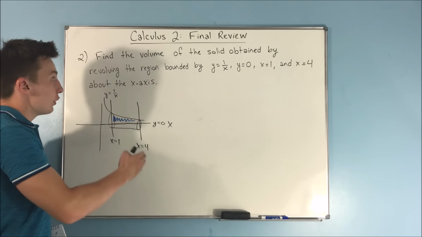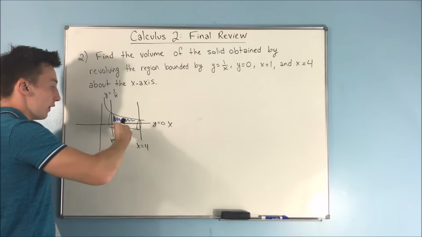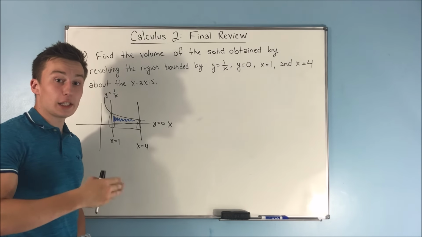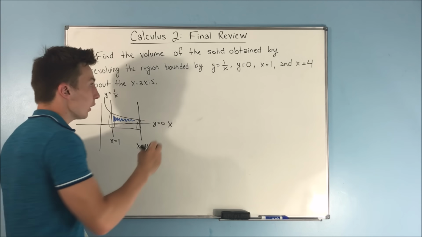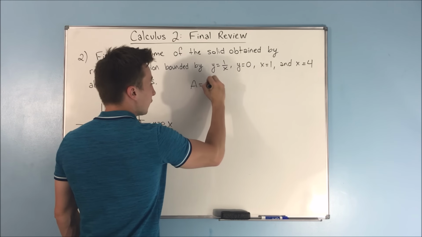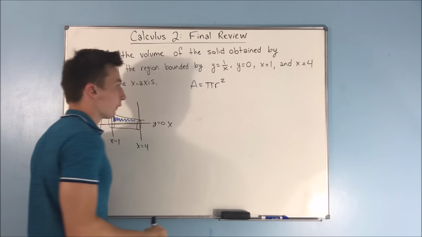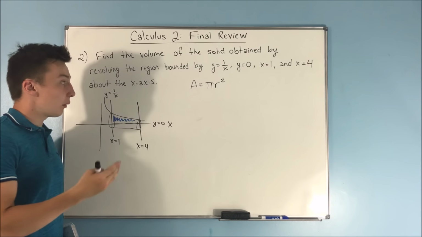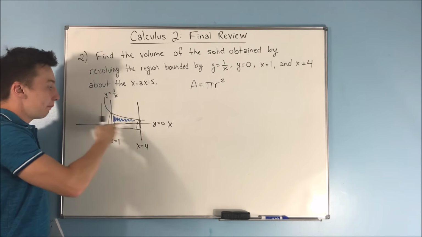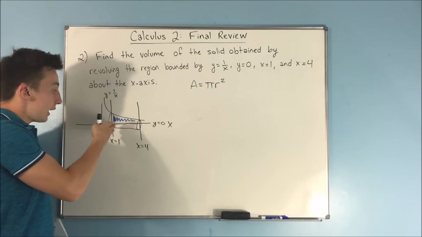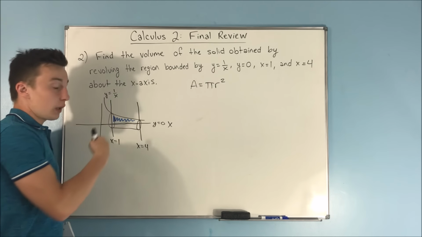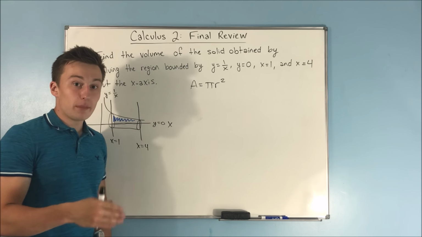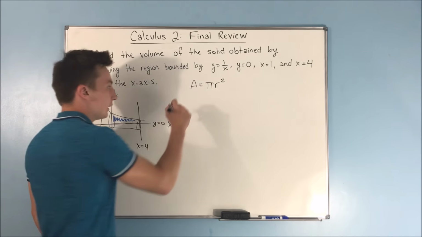so you can see here, if you were to slice this solid this way, your cross sections would be circles. And we know that the area of a circle is pi r squared. Now if we want to find the volume of this solid, what we're going to do is add up all of these cross-sectional areas. And how do we do that? Well, we take an integral.